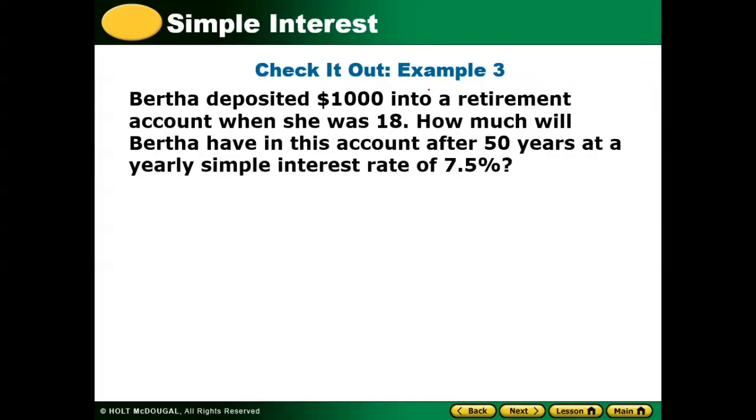Bertha deposited $1,000 into a retirement account when she was 18. How much will Bertha have in the account after 50 years at a yearly simple interest rate of 7.5%? So the 18 is there to kind of throw you off. She started when she was 18, but she has it in an account 50 years. So it sits there for 50 years and it collects a pretty high interest rate of 7.5%.